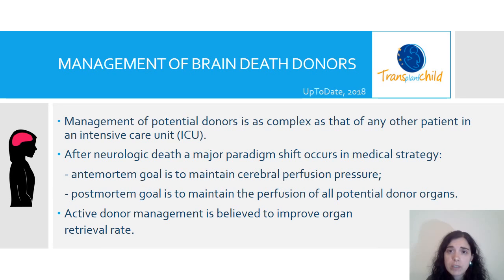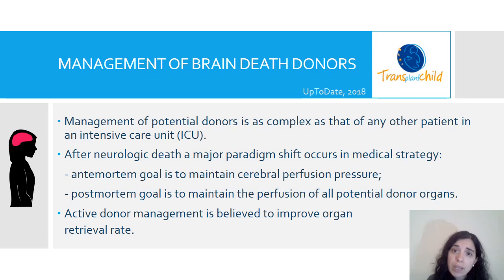Having finished our first subject, we will now talk about the management of brain death donors. Management of potential donors is as complex as that of any other patient in an ICU. Following neurological death, circulatory collapse occurs within hours if there is no medical intervention. Management of the potential organ donor involves the use of conventional therapeutic and supportive measures to reverse or control the physiologic changes that occur after brain death. This process requires a judicious balance of interventions to assure the successful preservation of multiple organs.